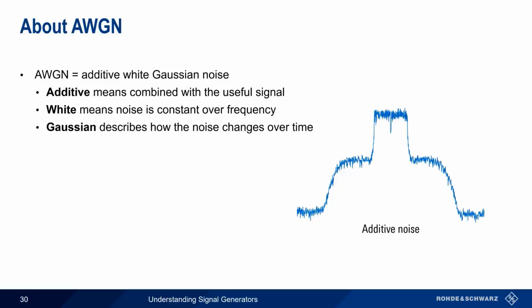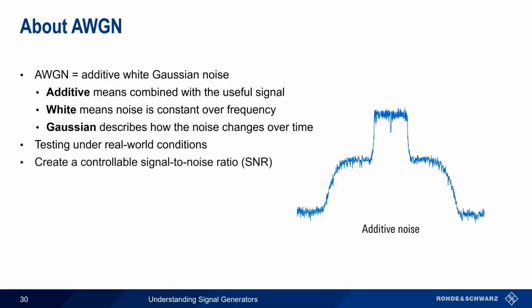Being able to add AWGN to our signal is extremely useful because this allows testing under real-world conditions where noise is a fact of life. By using a vector signal generator to generate this noise, we can create a signal with a definable, controllable signal-to-noise ratio, or SNR. As mentioned a moment ago, this is advantageous when testing things like receiver sensitivity, and when performing bit or block error rate testing.